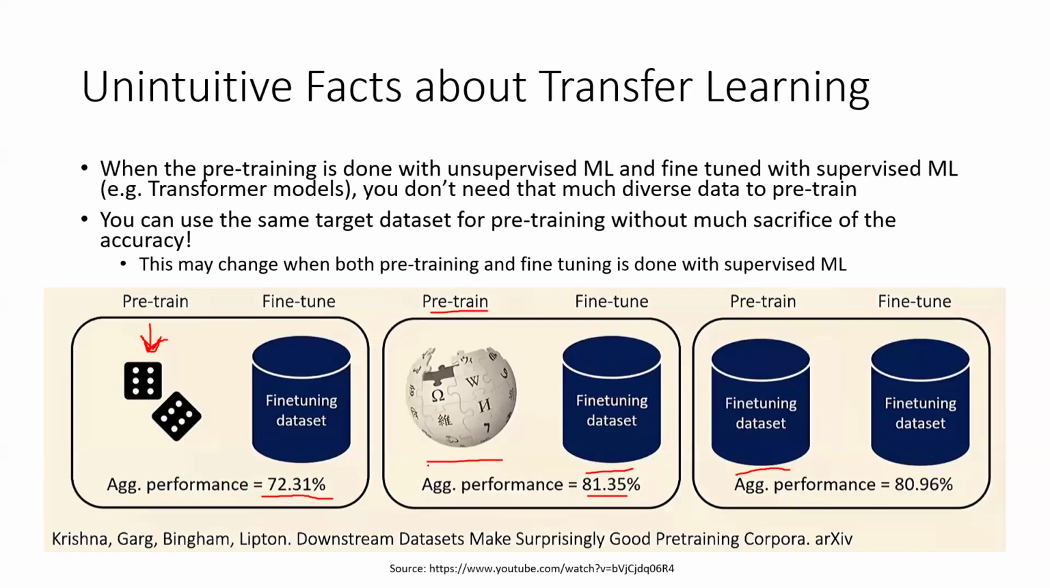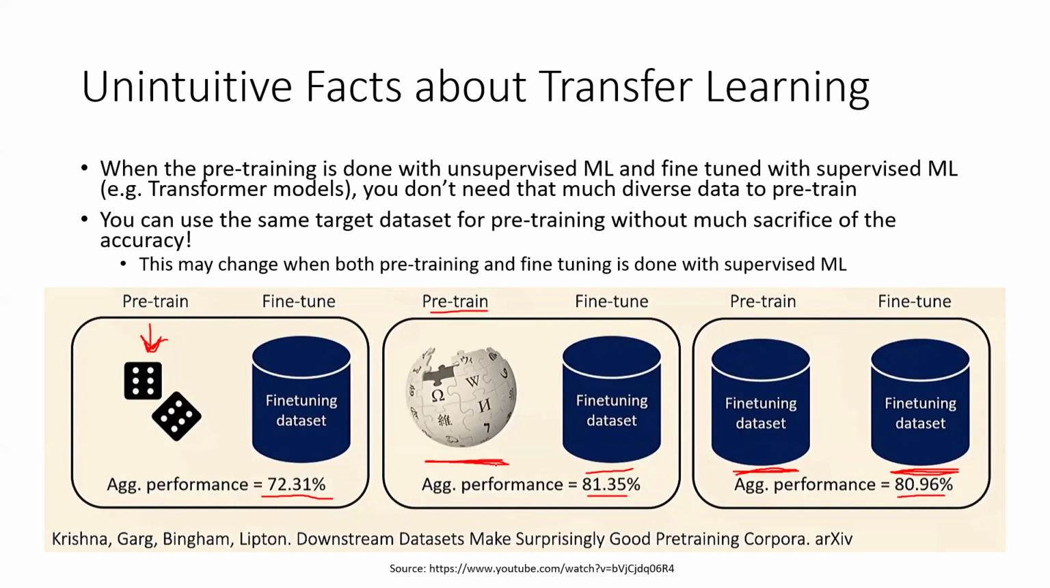So in this case, you are using the unsupervised huge amount of data for pre-training, but in this case, you are using the same fine-tuning dataset for pre-training, and then you fine-tune again with the fine-tuning dataset with supervised machine learning. So then still the aggregate performance is around 81, right?